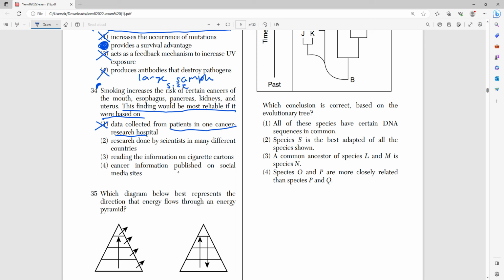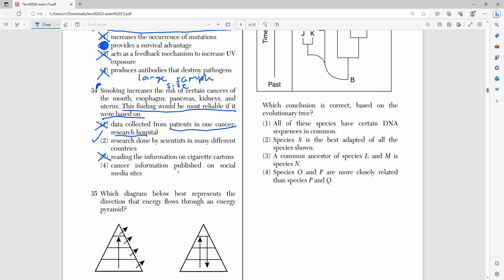Two says research done by scientists in many different countries. Okay, this is definitely something that I want to consider. Three says reading the information on cigarette cartons. I wouldn't say this is right, because where are the case studies? We want to directly correlate that smoking increases the risk of certain cancers. We want to look at people who have been smoking and who have cancer. We don't want to use a source that someone else has written. We want to see this as a physical thing that's happening, right?